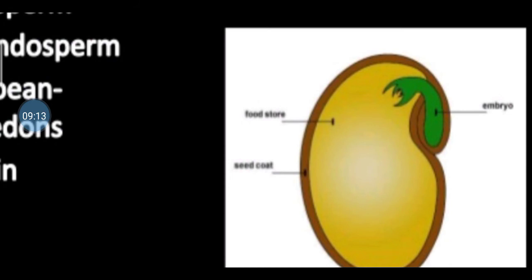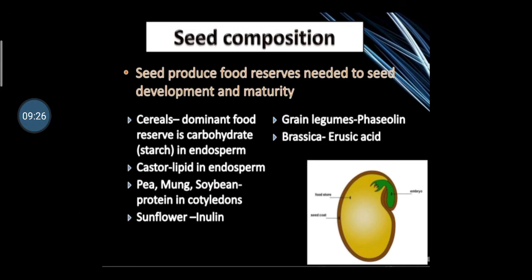The food stored in the seed is called the cotyledon. The outer covering of the seed is the seed coat, and the small young plant in the seed is the embryo. Now the seed produces food reserves needed for seed development and maturity. These food reserves are present in the cotyledon. This cotyledon contains the food reserves that provide nourishment to the growing embryo.